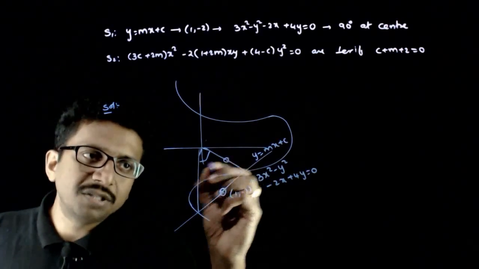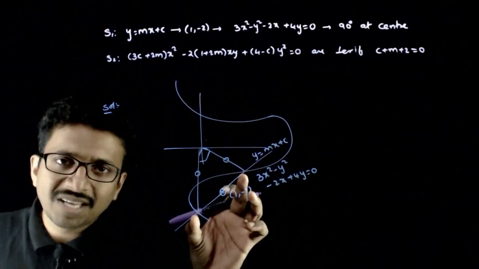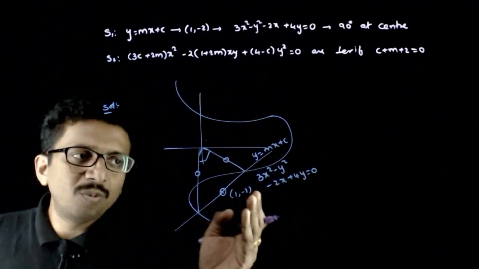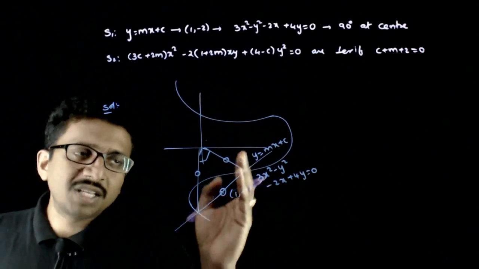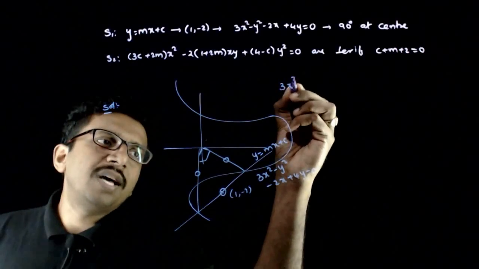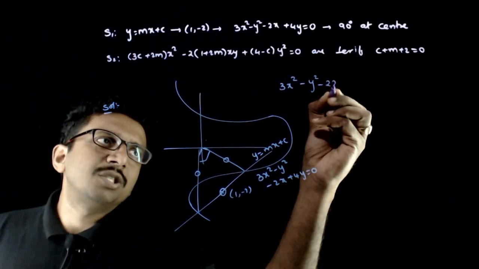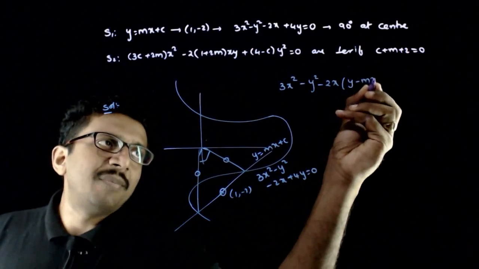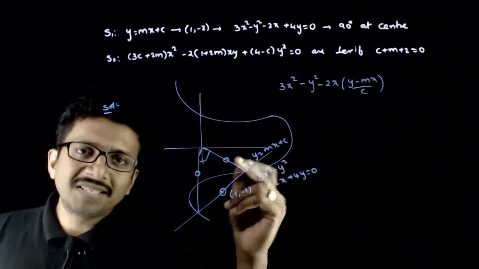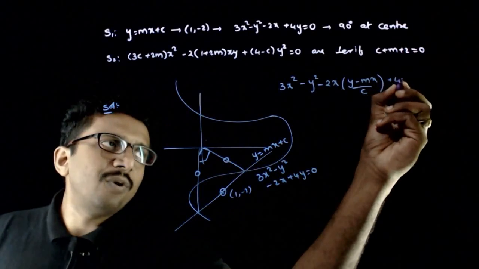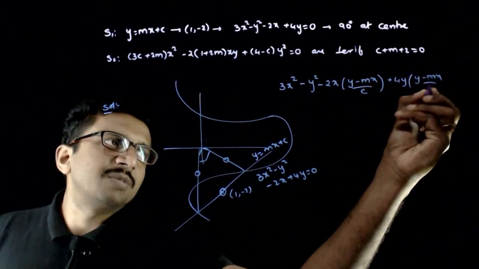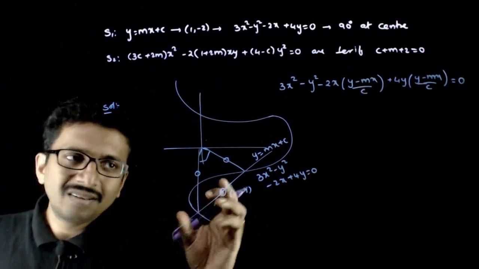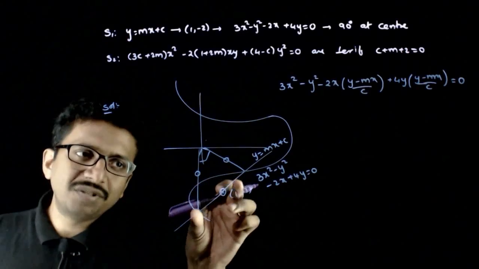So first let me find the equations of this pair of lines. Obviously this pair of lines can be obtained by homogenizing this curve with respect to this line. So let us homogenize this quadratic curve with respect to this line. You have 3x² - y² - 2x times (y - mx)/c, because (y - mx)/c = 1, plus 4y times (y - mx)/c = 0. That is the homogenized form of this curve and this straight line, which gives you the equation of this pair of lines.